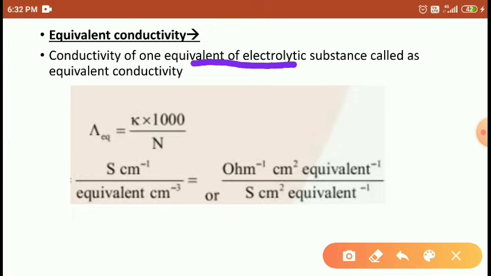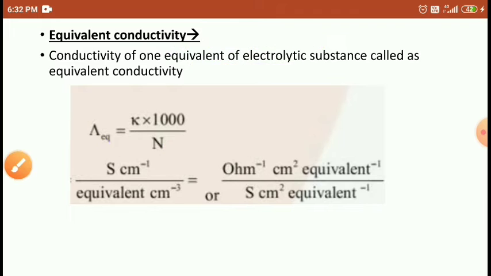The equivalent conductivity formula is similar to molar conductivity: lambda EQ equals K into 1000 by N, where N means normality. Here the concentration is in the normality of the solution. The units are mentioned: the conductivity is in Siemens per centimeter, and the normality is in equivalent per centimeter cube. This is the unit.